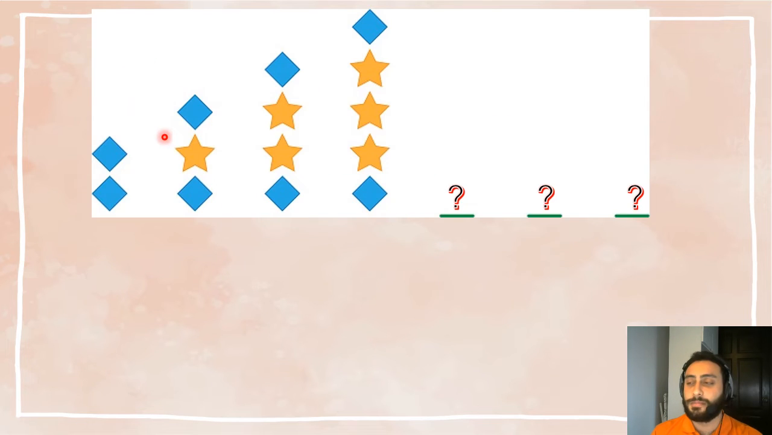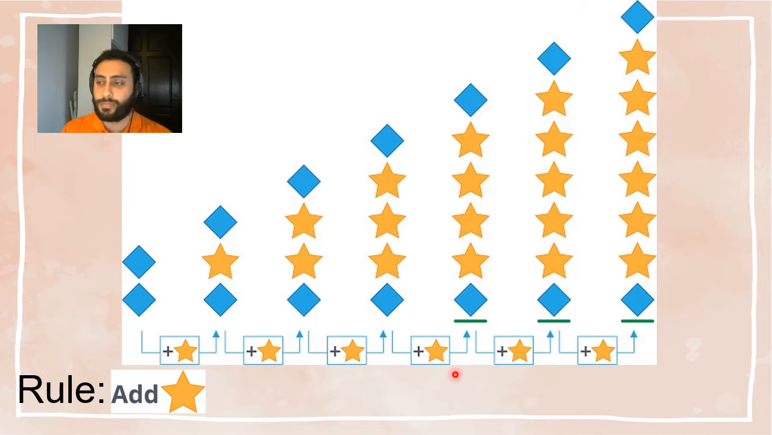Easy. Now let's look at this one. We have 2 diamonds. Here we still have 2 diamonds, but we have a star. Here we still have 2 diamonds. Now we have 2 stars. Here we have 2 diamonds again, but we have 3 stars. So I think you know the rule already. The rule is plus or add star. So easy. Look. The next one is going to be add star, add star, add star.